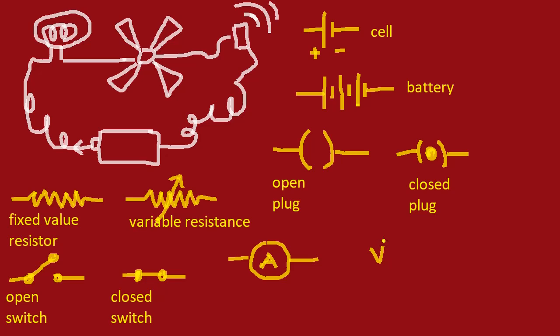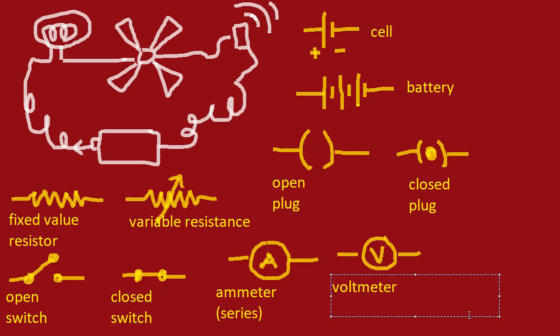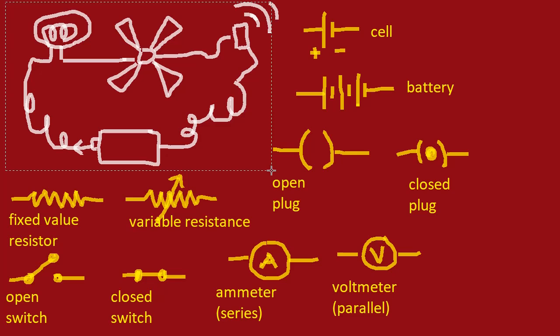Similarly, we have a voltmeter, V. Its symbol is V, and it measures the potential difference across the ends of a conductor. The notable thing is that an ammeter is always connected in series, and a voltmeter is always connected in parallel. This is an ammeter connected in series, and this one is the voltmeter, it is always connected in parallel. So these are some of the things that are used in a circuit, and we can just see how these symbols are used to draw a circuit.